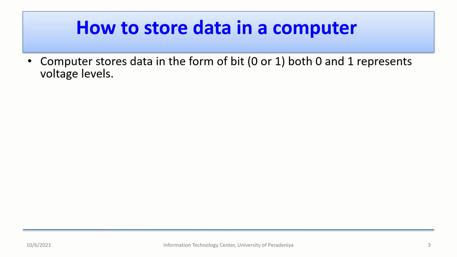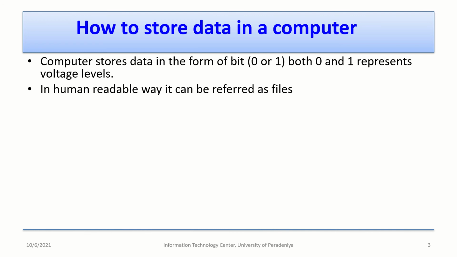In a computer, data is in the form of bits. Both 0 and 1 represent voltage levels. Usually 0 is represented using 0 voltage and 1 using, say, 5 volts. Computers use a binary language, which is not readable to human beings. Therefore, in a human readable way, it can be referred to as files.